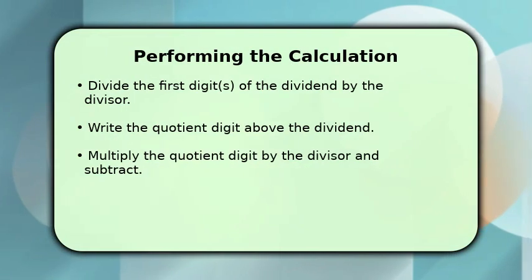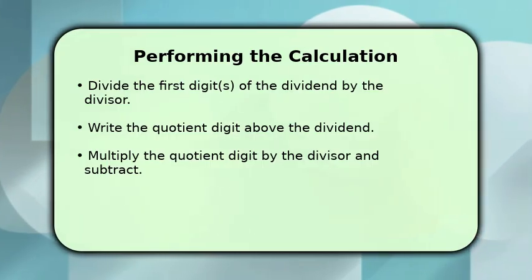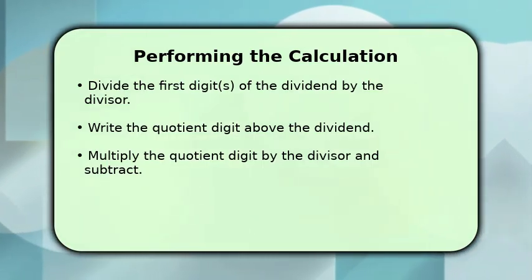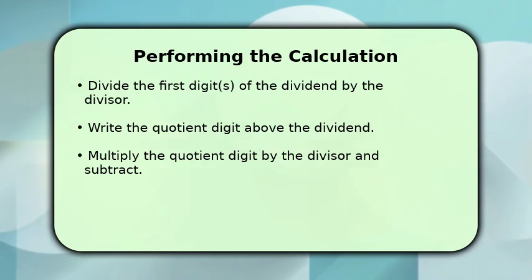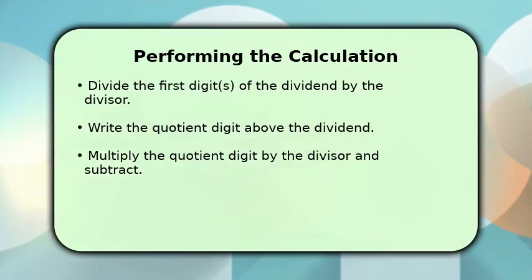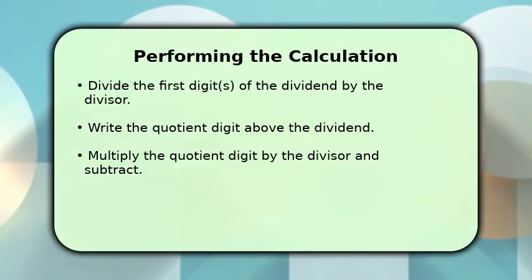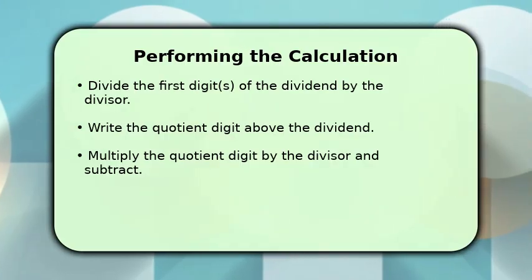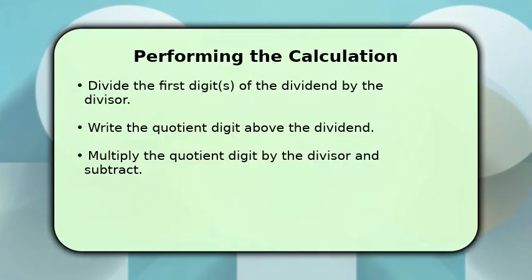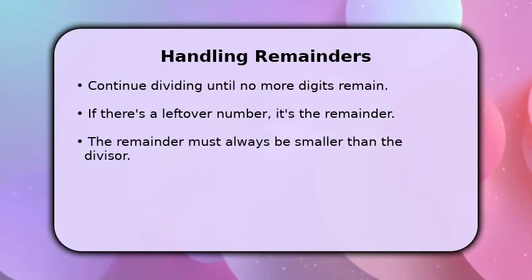Once set up, the calculation begins. You'll divide the first digit or digits of the dividend by the divisor. Write the resulting quotient digit directly above the dividend. Next, multiply that quotient digit by the divisor and subtract the product from the part of the dividend you just used. Bring down the next digit from the dividend, forming a new number, and repeat these steps until all digits are processed. Finally, you'll reach the end of your division.